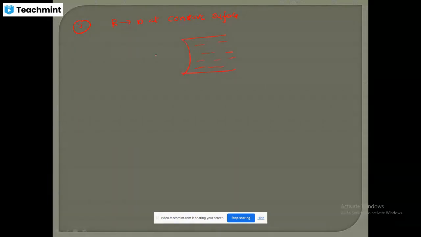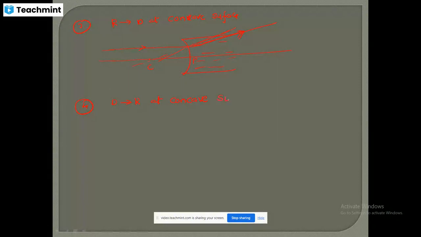This is a light ray, and I first draw the principal axis. This is the pole, and this is the center of curvature. Light falls on the surface, and first draw the normal at this point. This is the normal here. Whenever light travels from rarer to denser, the refracted ray always bends towards the normal. This is the refracted light.